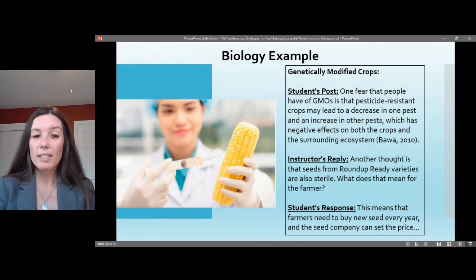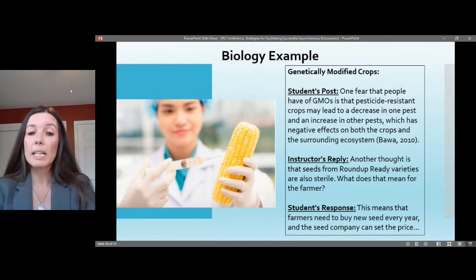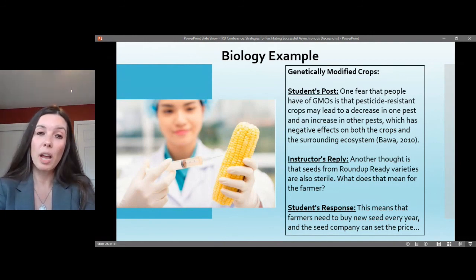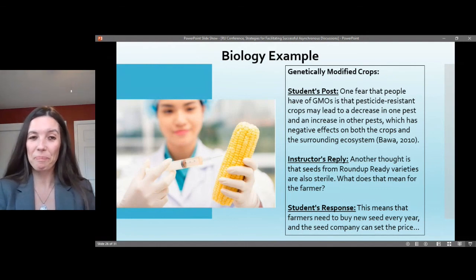The instructor extends the discussion beyond the original prompt, saying, "Another thought is that Roundup-ready varieties are also sterile. And what does that mean for the farmer?" She asks. He responds thoughtfully. Again, he doesn't have to. This wasn't part of his 2 replies. He says that farmers would need to buy new seed every year, and the seed company can set the price. In the end, the instructor has assisted with bringing ethics and economics into a discussion about biology, and the student has risen to the occasion.